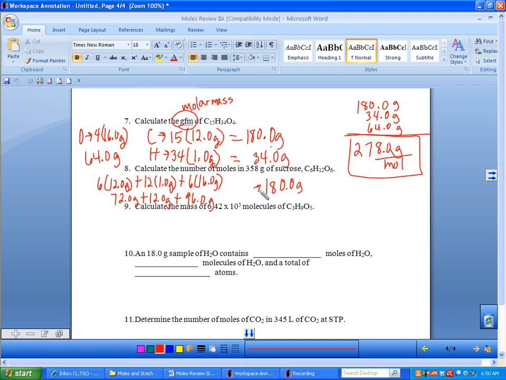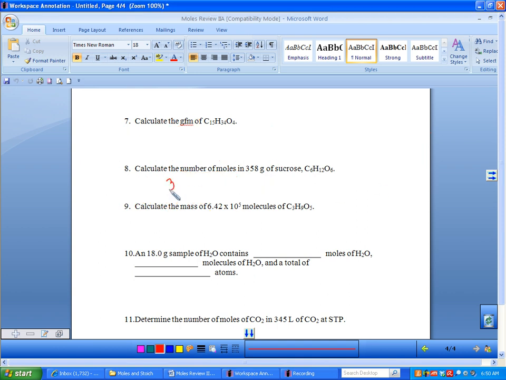Okay, so now I know the molar mass. This is the molar mass. But that is not what the question asked me. It asked me for the number of moles. So I'll clean that up a little bit and figure it out. Okay, so I have 358 grams of sucrose. And from the work I just did a minute ago, 1 mole of sucrose is 180 grams. So if I divide 358 by 180, I'm going to get 1.99 moles.